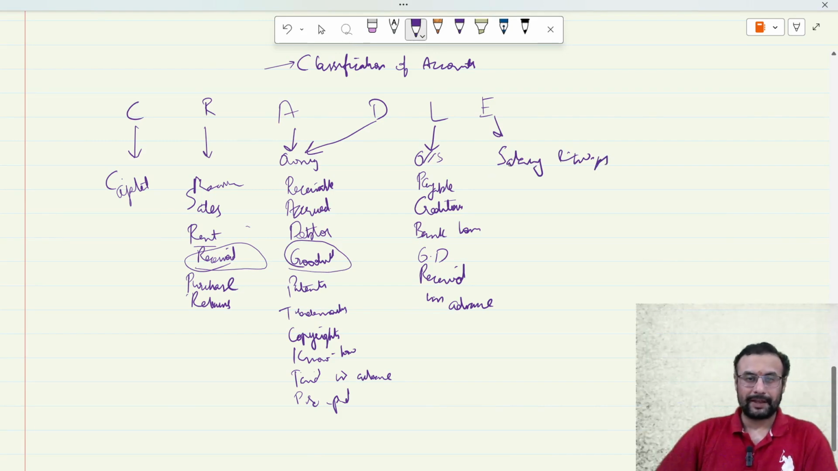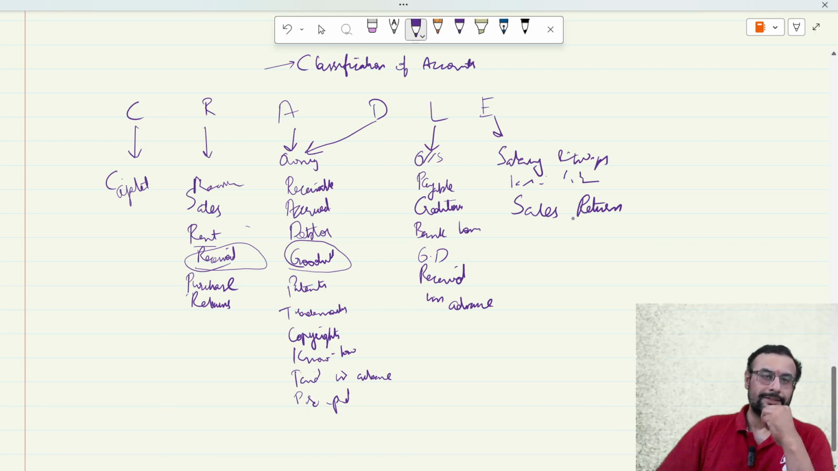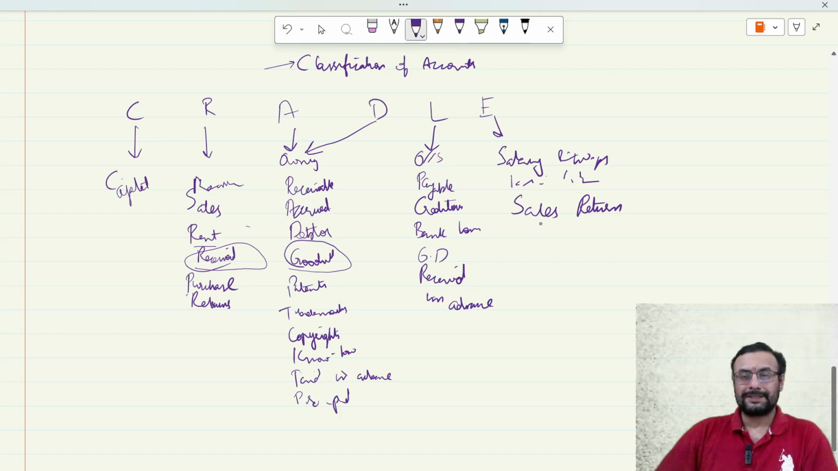Then one more thing is sales return. Sales return is also an expense because it will reduce the profit. It is my expense. Now, if they have told just interest, or just rent, or just the word commission, then it is an expense.